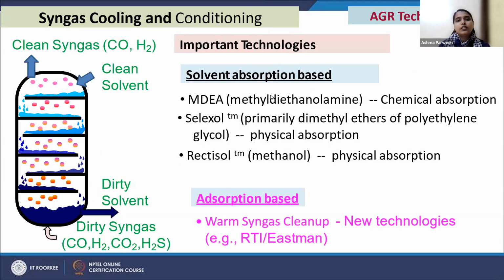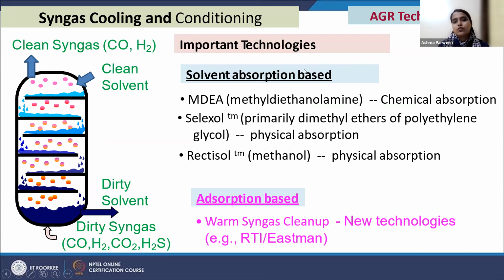Next, the technologies we use for removal of impurities from syngas. First is absorption, in which a solvent is used. Here you can see on the left a reactor, in which dirty syngas is provided from the bottom and some solvent is added from the top. Whatever impurities are present in the syngas will get absorbed in the solvent, and we can get pure syngas from the top of the reactor.